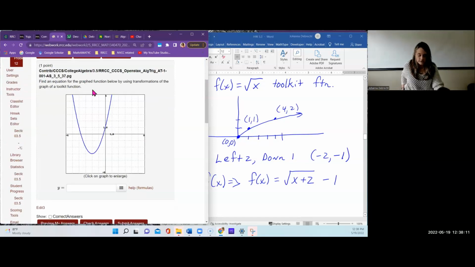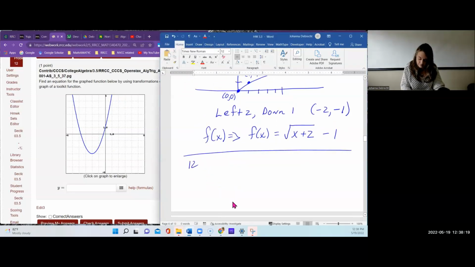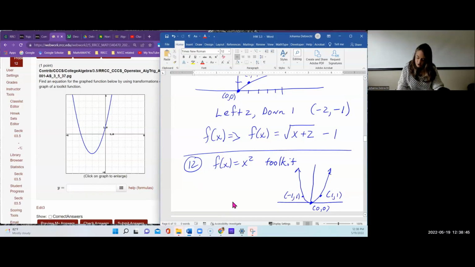We're going to repeat the process now on this equation here. This is our toolkit function, x squared. What are the points on that graph? Well, we know it starts with a vertex at 0, 0, and we have a parabola which opens up on both sides. It has points 1, 1, right 1, up 1, and negative 1, 1, left 1, up 1, right 2, up 4, which is 2, 4, and left 2, up 4, which is negative 2, 4.